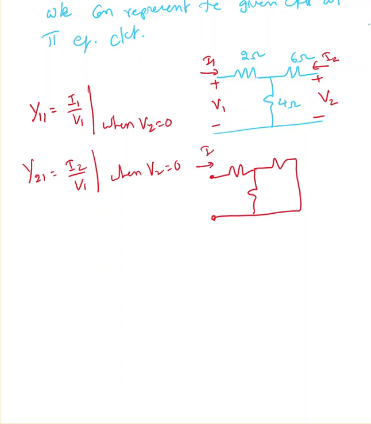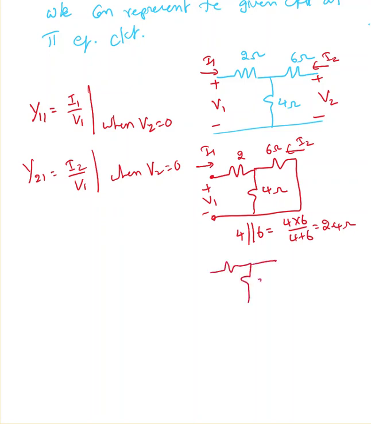Here is my I1, V1, here is my I2. To find I1, can I say these two are in parallel? So 4 parallel with 6, which is 4 times 6 divided by 4 plus 6, that is 2.4 ohm. And that is 2 ohm. So it's basically 2.4 ohm and 2 ohm in series. I don't have this branch. Here is my I1 and V1.